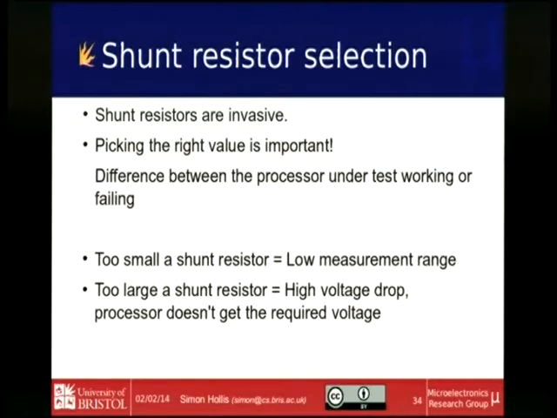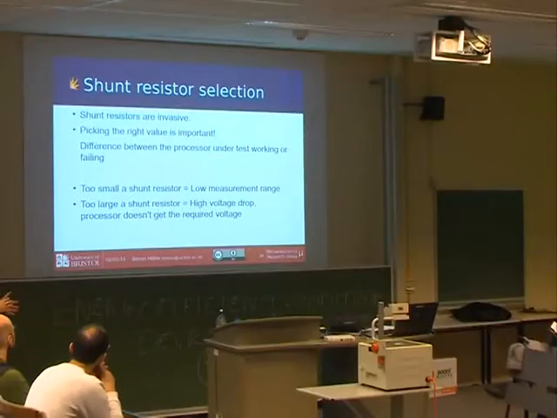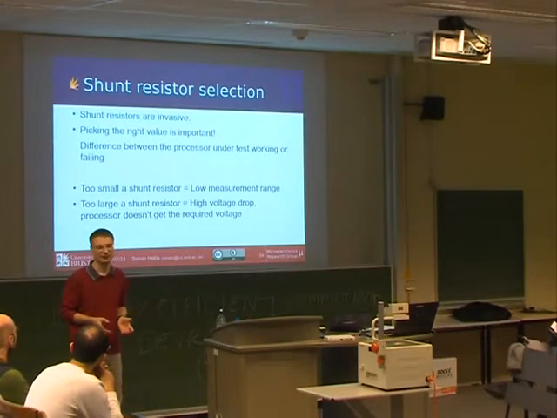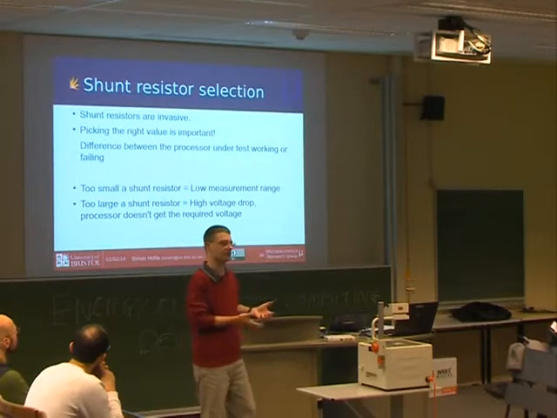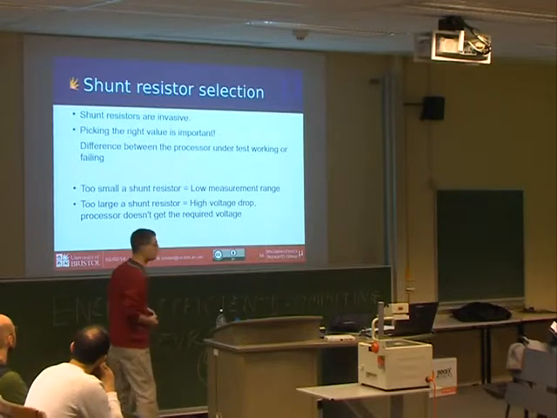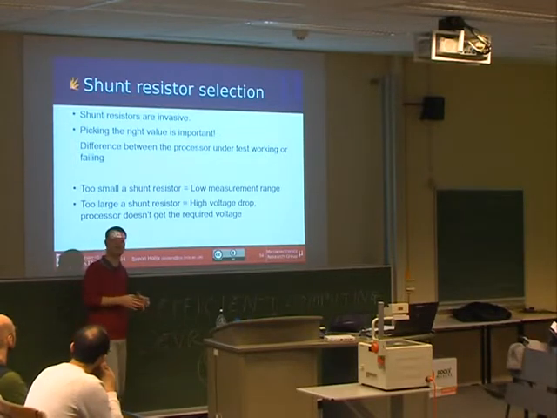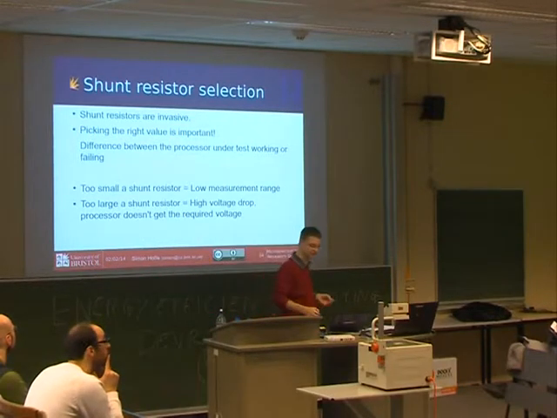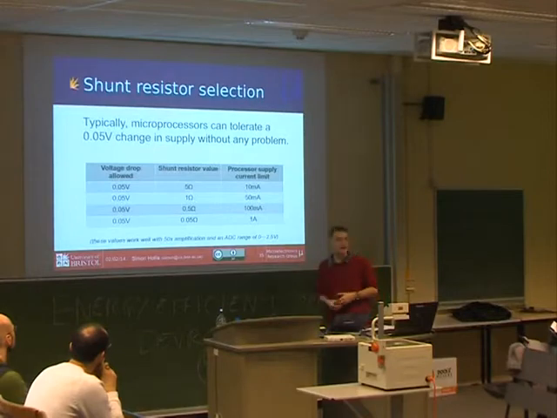The problem with this approach is that this resistor, you have to put it into your power supply somewhere. But it's an invasive mechanism. If it's not already there, which probably won't be, then you've got to insert it. And you've got to pick the right kind of resistance value so that you don't stop the circuit working. If you've got a really big resistor in the power supply, you just can't supply enough power to the microprocessor, and the microprocessor will fall over. If you have it too small, you get a very, very small voltage appearing across the resistor, it's very hard to measure. Tiny, 0.00-something volts. So you need to select carefully.